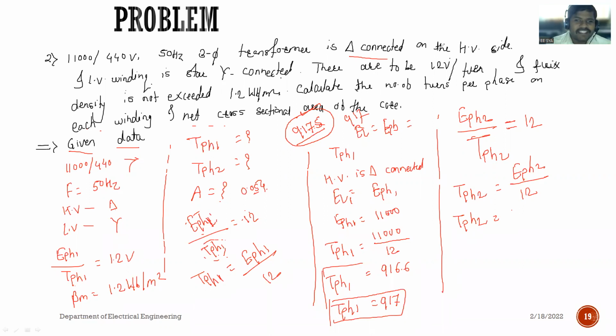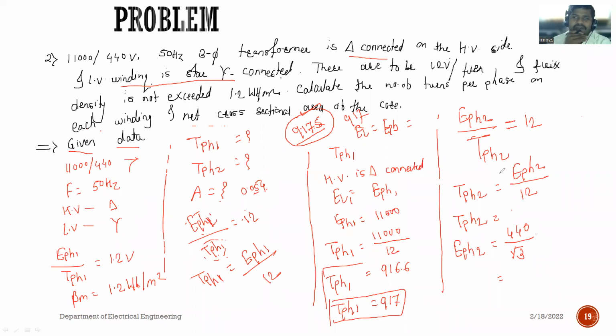See, here it is given LV side is star connected. For star connected, whether the line voltage is equals to phase voltage? No, sir. So we want to calculate the phase voltage first, and then we are able to calculate TPH2. So see, first of all, calculate EPH2. It is equals to 440 divided by root 3. That is VL is equals to root 3 VPH. From that, VPH is equals to VL divided by root 3. 440 divided by root 3. Calculate करा and then TPH2.